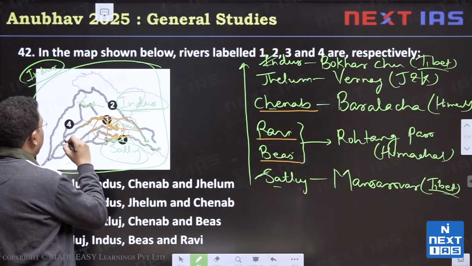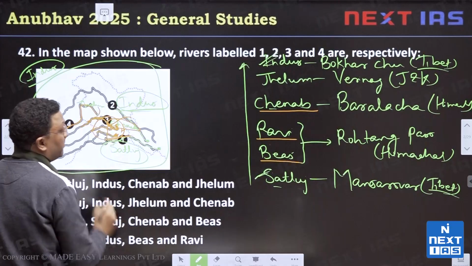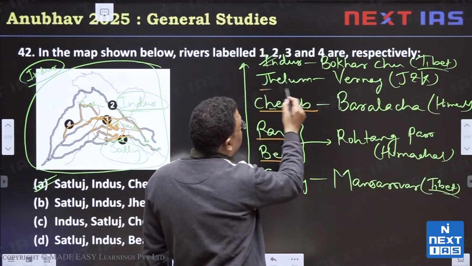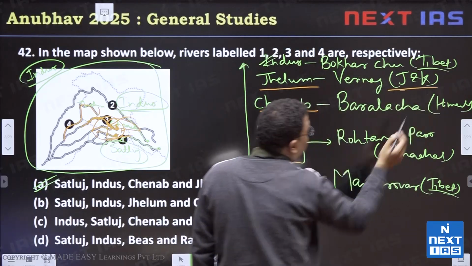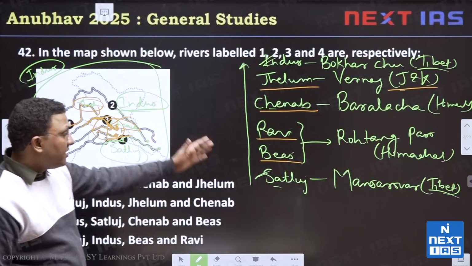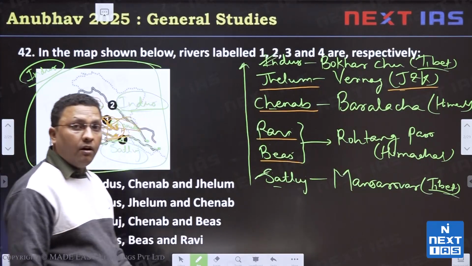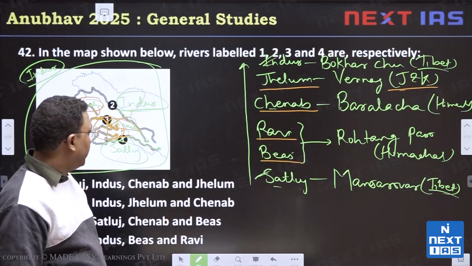Now this river that is labeled 4 here is originating in Jammu Kashmir, and there is only one major tributary of Indus that is originating in Jammu Kashmir. So this has to be Jhelum, right? So using the knowledge of origin of rivers also, you could have approached this question, right?